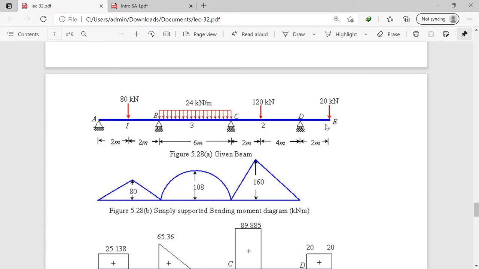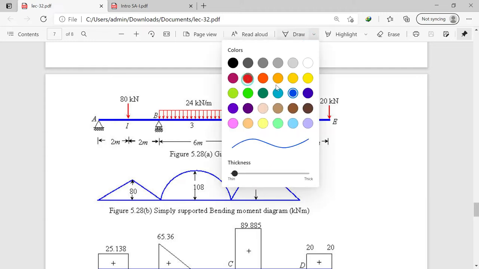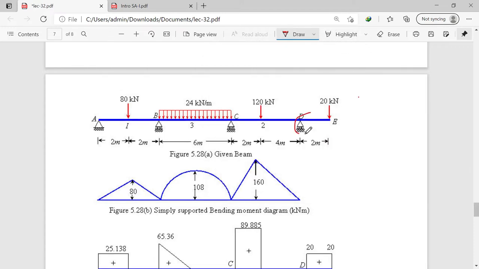Now DE is the overhang portion, so at point D a moment MD will be created, and it will be directly 20 kilonewton into 2, that is 40 kilonewton meter. The moment will be acting in the anti-clockwise direction, like this. So it will be equal to 40 kilonewton meter.